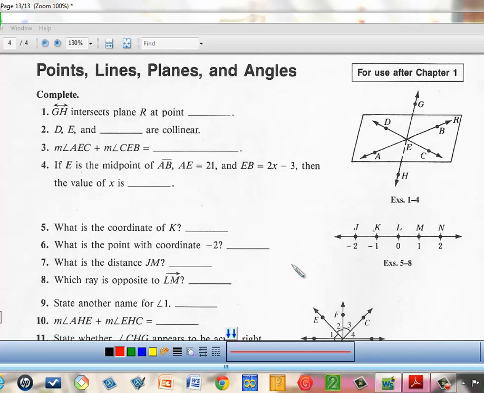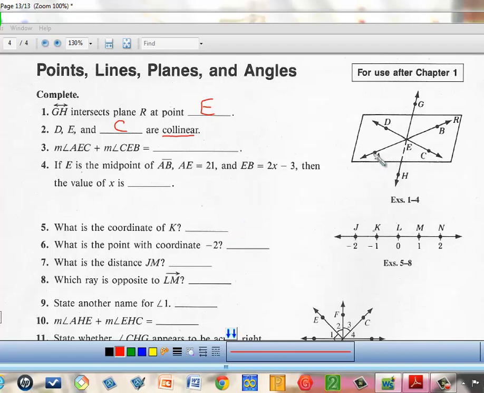All right, number 1, GH intersects plane R. GH, the line goes through plane R, intersects right at point E. Number 2, the word collinear means on the same line. So if you find D and E, the other point on that same line would be point C.